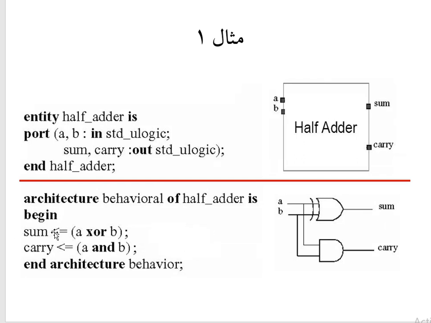Sum is A XOR B. And for assignment, we use the assignment symbol, and at the end of the line, we must use a semicolon. And carry is A and B.